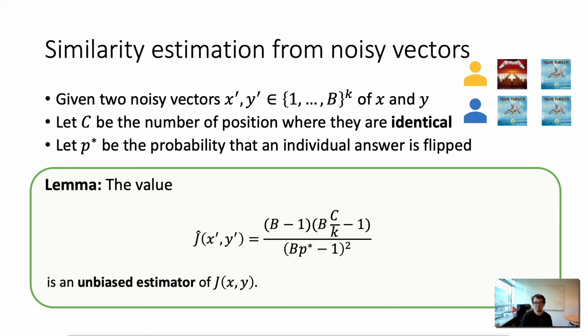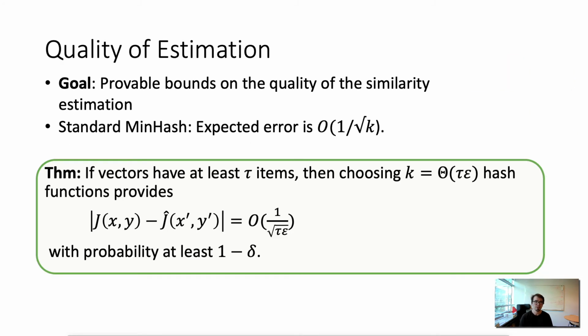Right, and often the question is, well, sure, it's unbiased, but how good is the estimate? So a natural goal for us is to get some provable bounds on the quality of the similarity estimation. What do we expect this error to be, between the true Jaccard similarity of the user vectors and our estimate on the noisy versions? We know standard MinHash, the non-private version, also has an expected error. It's 1/√k. If you were to choose 400 hash functions, then you get a 0.05 error.